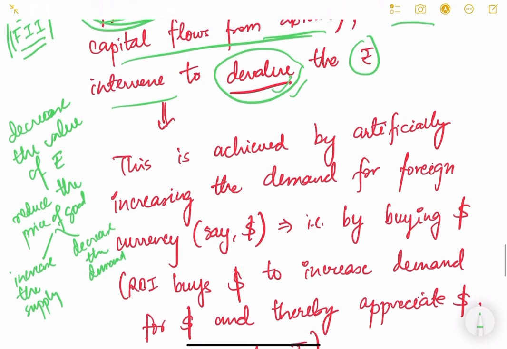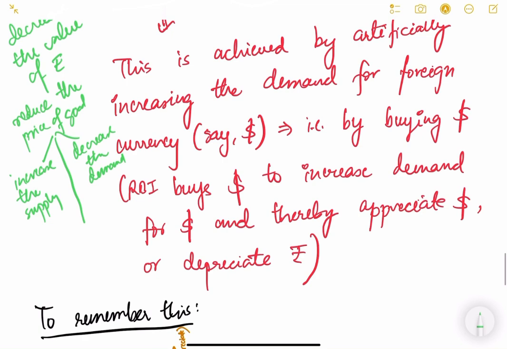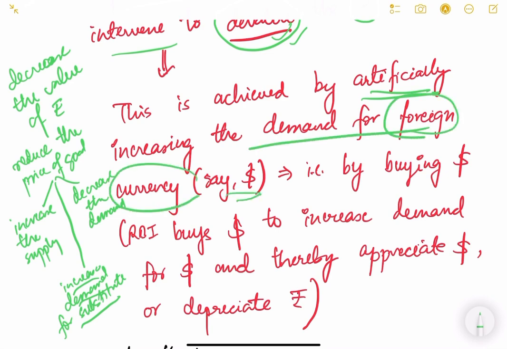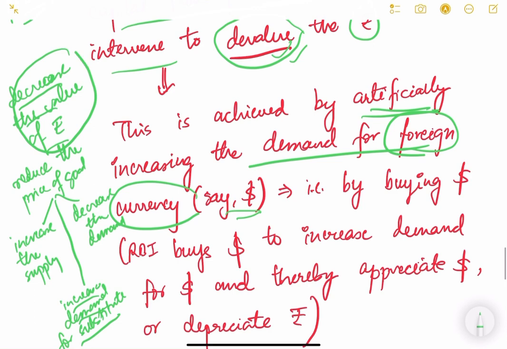And then there is a third way also. You increase demand for a substitute, against which you are looking for a substitute. If you increase the demand for the substitute, automatically demand for this will fall. So here what is the substitute for rupee? This is achieved by artificially increasing the demand for foreign currency, dollar. Decreasing the value of rupee means increasing the value of dollar. It always goes hand in hand. If value of rupee is decreasing, it means value of dollar is increasing.